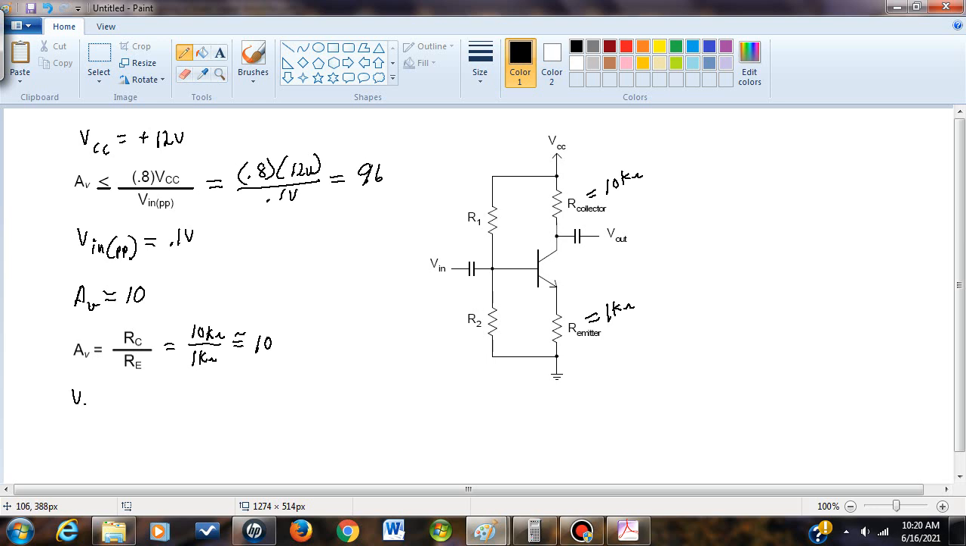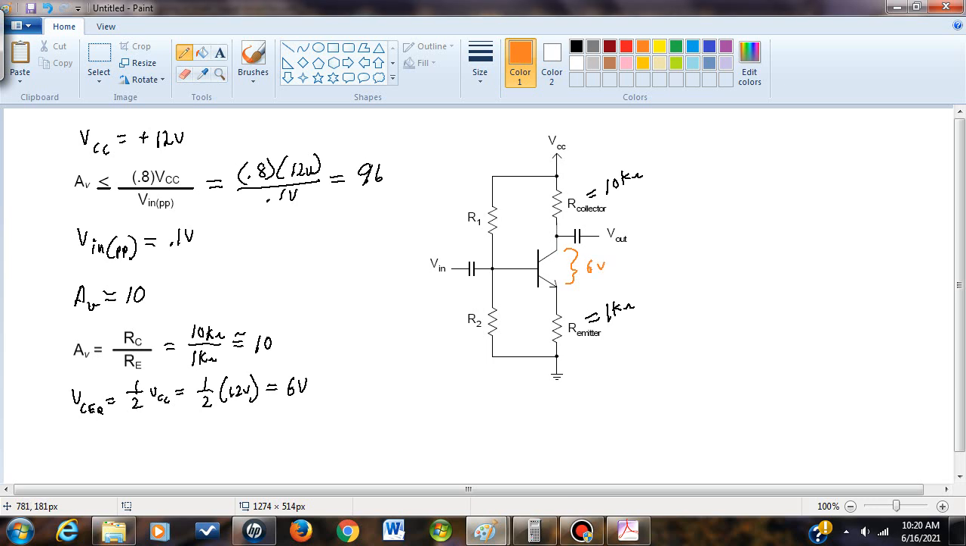So we have VCQ that's equal to 1/2 of VCC, which is equal to 1/2 of 12 volts, which gives us a VCQ that we're shooting for of about 6 volts. What this means is that the voltage at the collector across to the emitter, and by that I mean the VCQ, this voltage across here is going to be 6 volts.